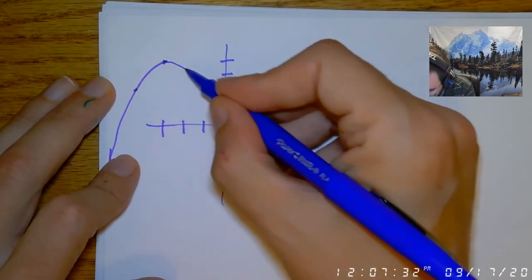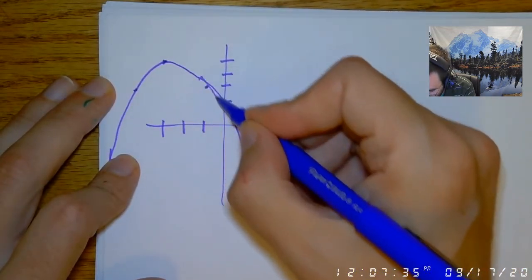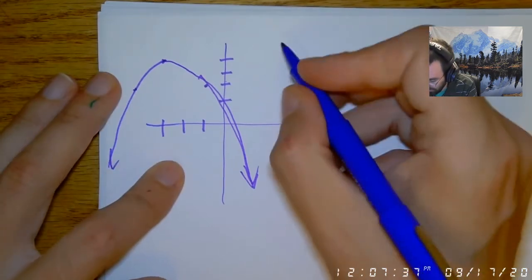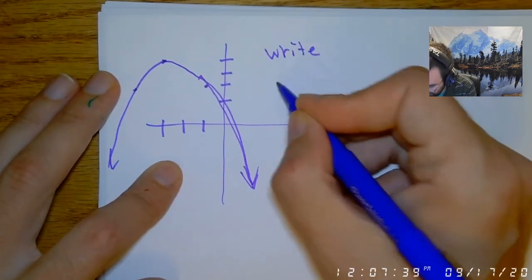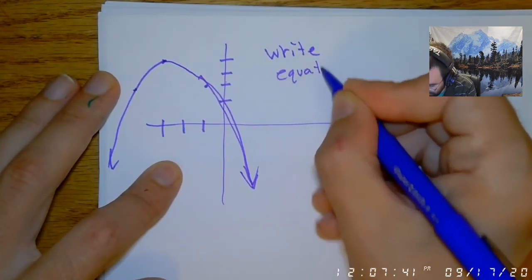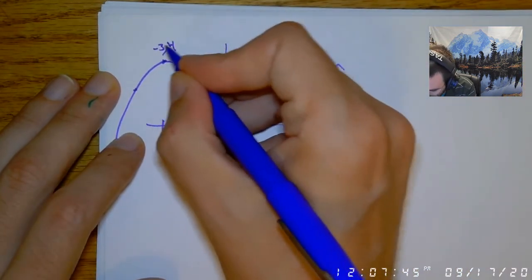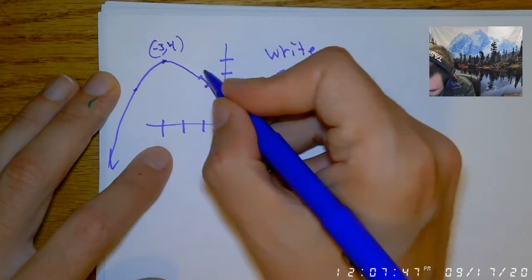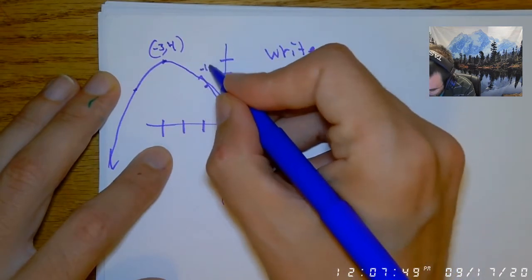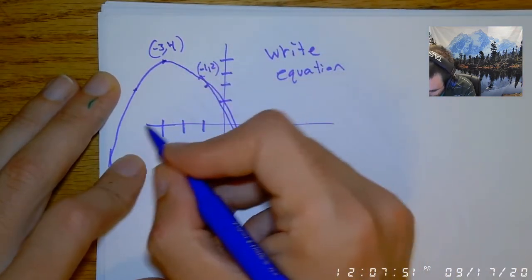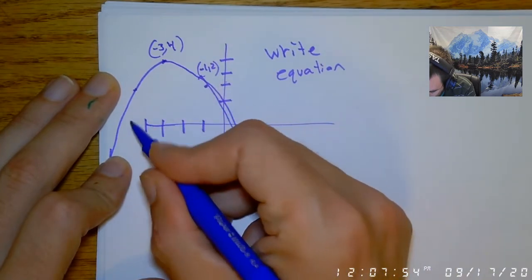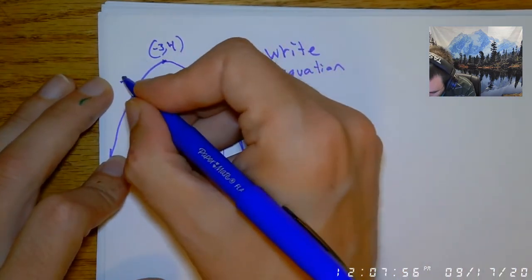Okay, so I'm going to write the equation. And so let's see here. This is negative 3, 4. This is negative 1, 2. And this is negative 5.